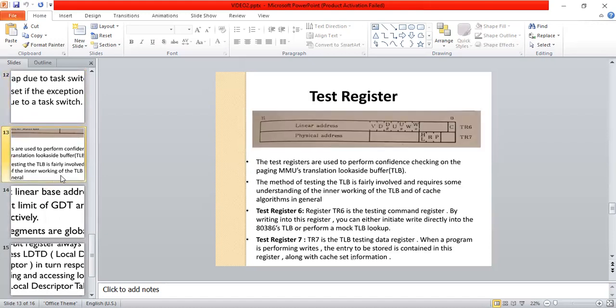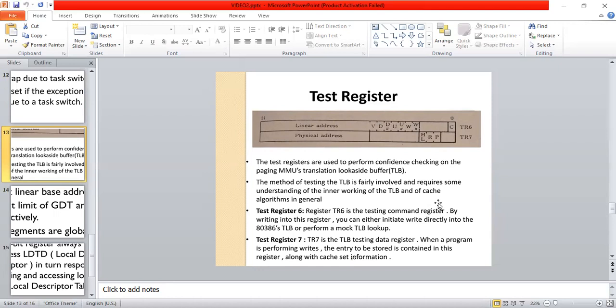Test registers: the linear addresses are as shown here and the physical addresses are as shown in the figure. TR6 and TR7, these are the test registers. The test registers are used to perform confidence checking on the paging MMU's translation lookaside buffer, that is the TLB. The method of testing the TLB is fairly involved and requires some understanding of the inner working of the TLB and of the cache algorithm in general.